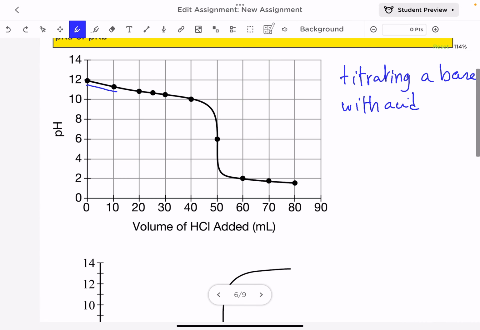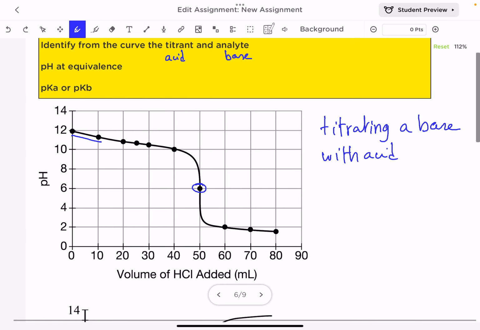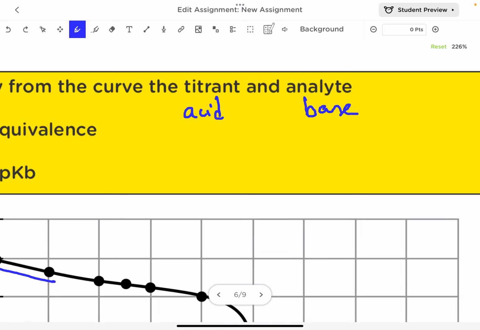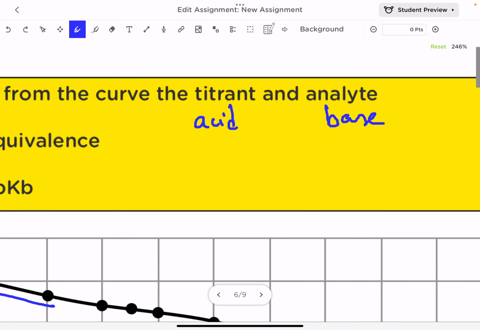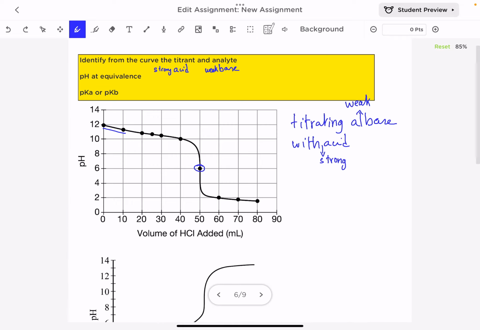Next, is the pH at equivalence 7 or not 7? Or below or above 7? So here, it looks like the pH at the equivalence point is not 7. Then definitely we are dealing with a weak base, titrating it with a strong acid. So here we are titrating a weak base with a strong acid.